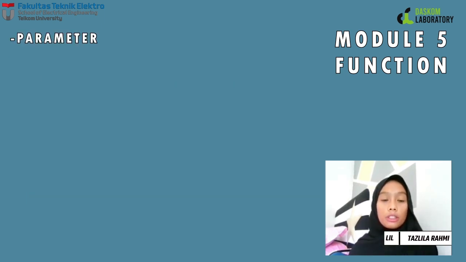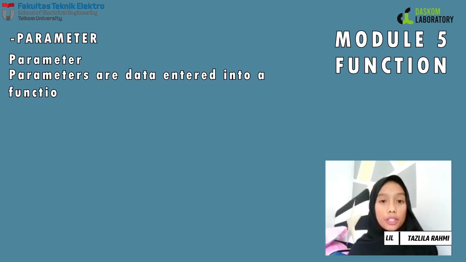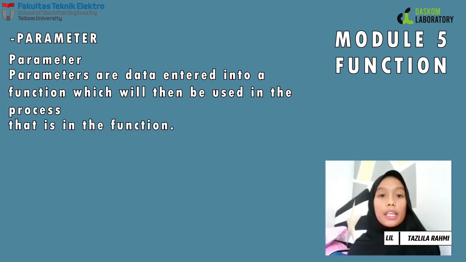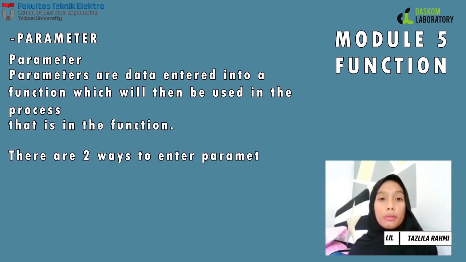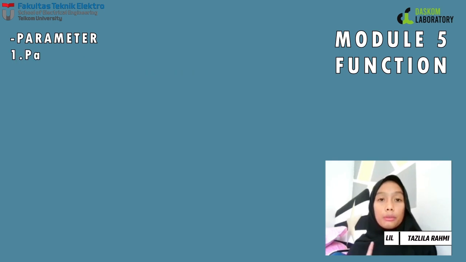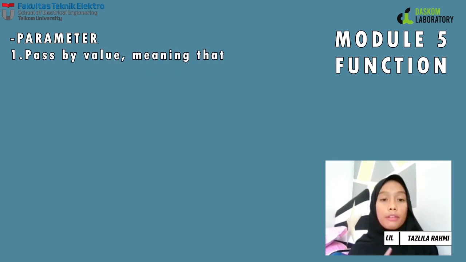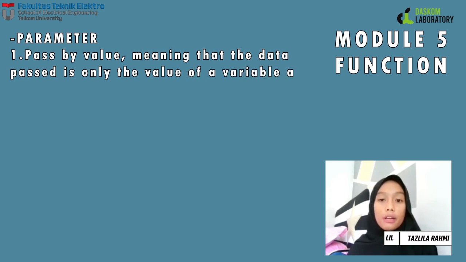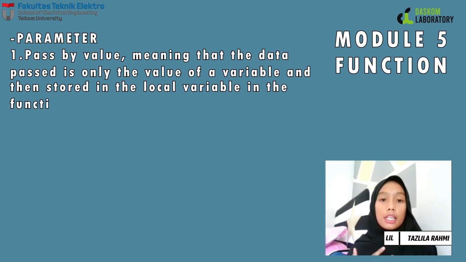In this one rule, there's parameter. Parameters are data entered into a function which will then be used in the process that is in the function. There are two ways to enter parameters in C language. 1. Pass by value, meaning that the data passed is only the value of a variable and then stored in the local variable in the function.